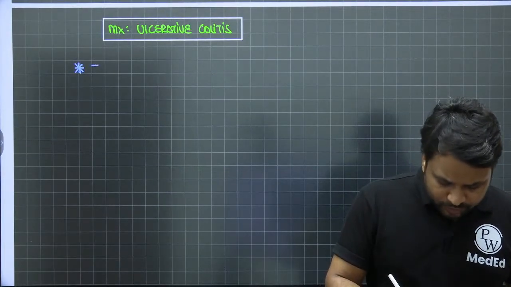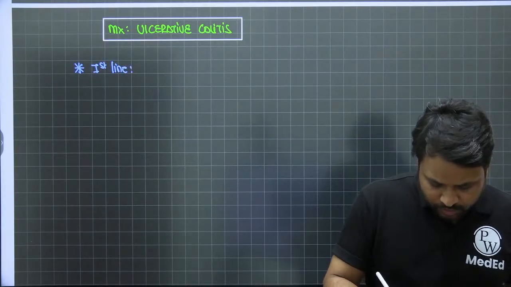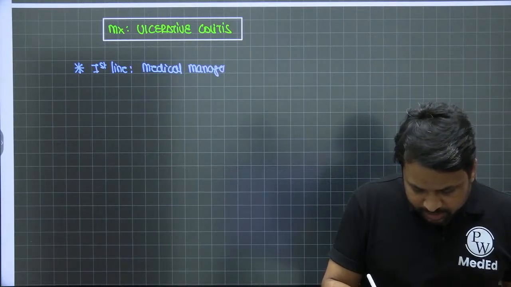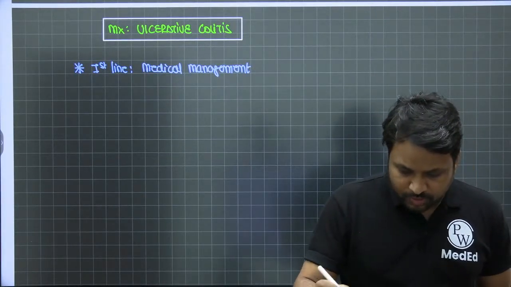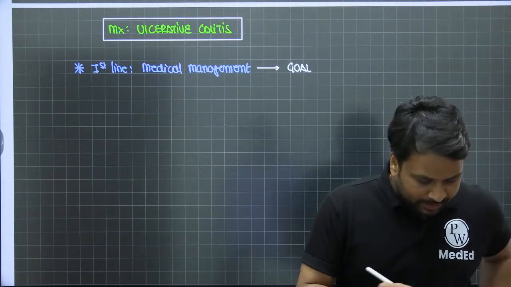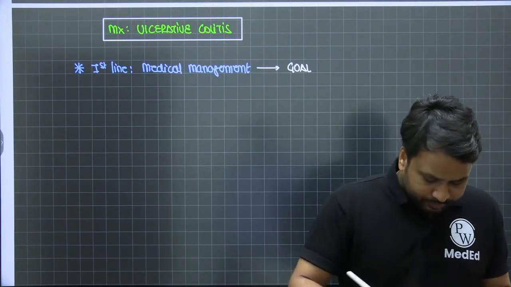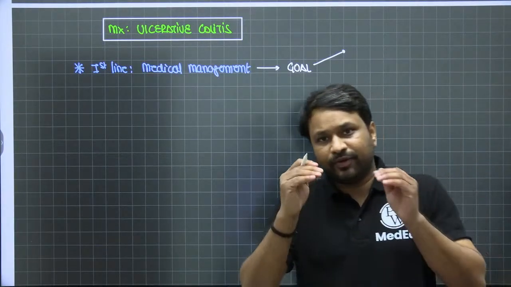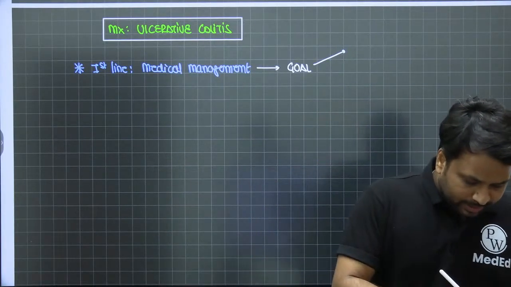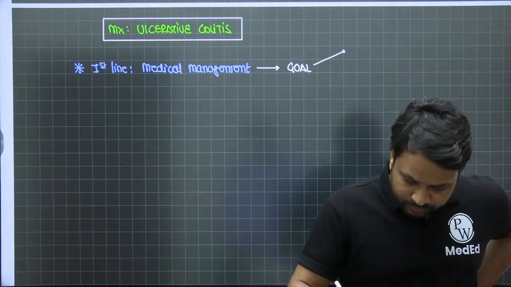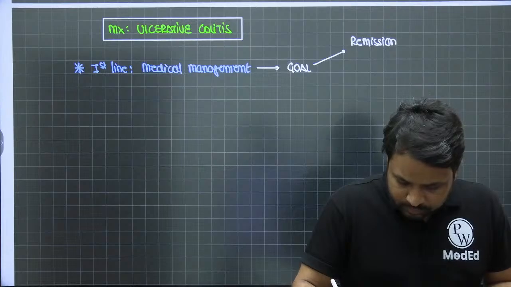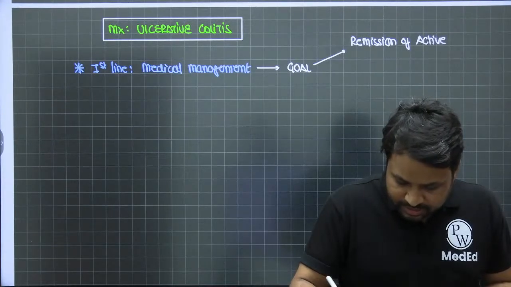The first line of ulcerative colitis is also going to be medical management, but I don't want you to confuse it, because when you talk about medical management, my goals are very precise. What is the goal of medical management? Number one, whenever you start medical management, the disease severity should come down. So there should be remission of active disease. That's my first goal.